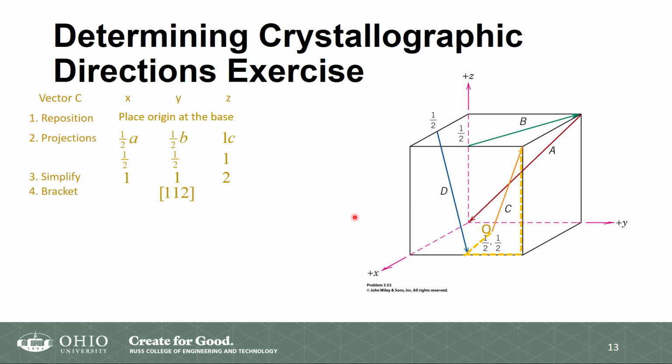All right. The next one we'll do is vector B. Again, at this point, I will encourage you to pause the video and try to calculate or figure out what this crystallographic direction is based on what we did for vector C and based on the methodology we've discussed. Okay, so this is how we'll solve this. So we have vector B, and again, the tail is not at the origin, so we move the origin to the tail of B. And now we're going to find the projections.